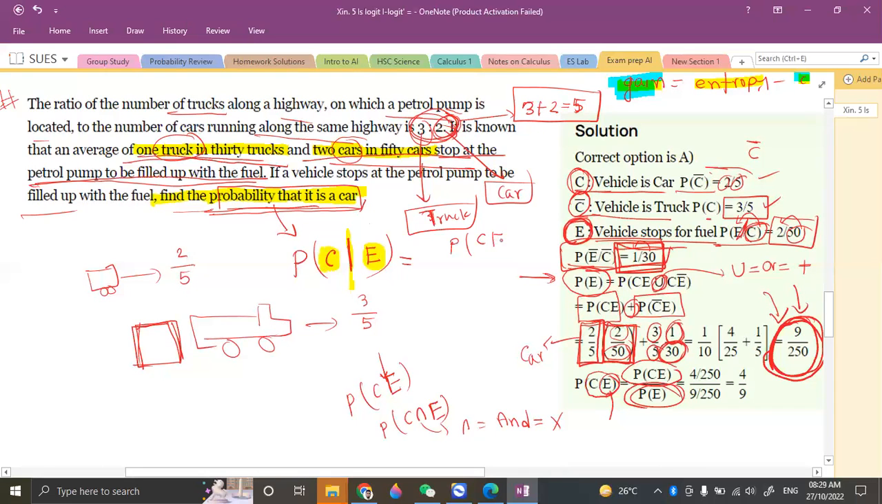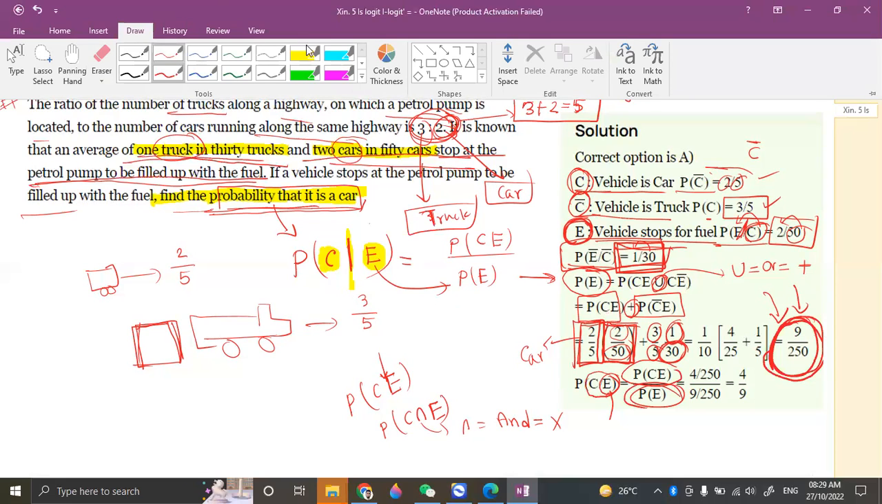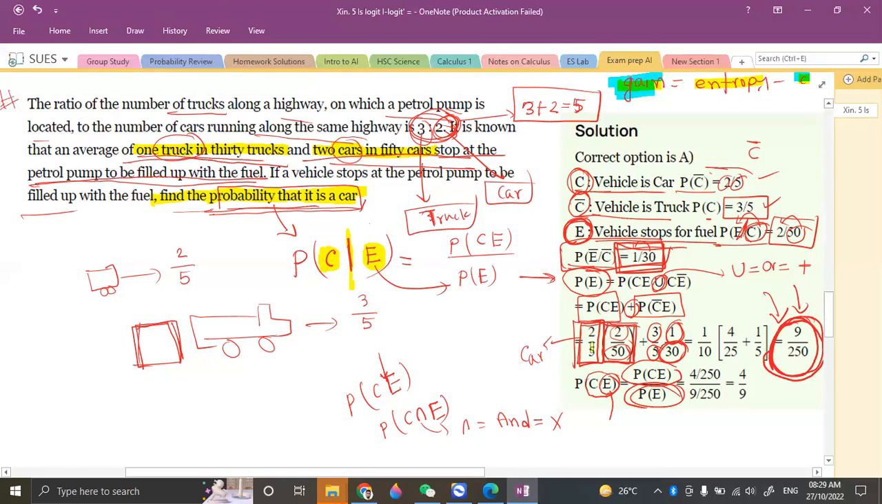P(C|E), okay? We divide P(C∩E) by the probability of E, because E is the condition here. We already calculated C, right here. This part, these two multiplied, is the probability of C.